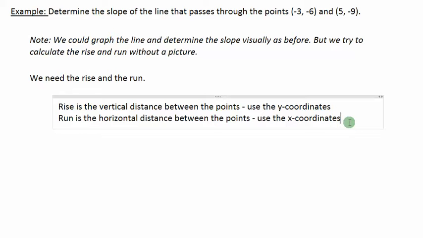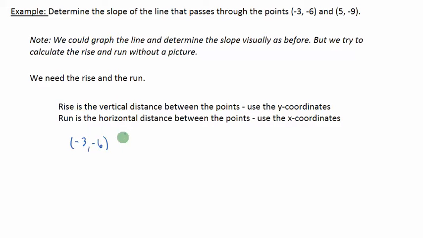So let's see what I mean by this exactly. I need to pick one of the points and travel to the other, just like I did in the picture, the graph that we looked at before. So if I start with -3, -6, and I travel to 5, -9, I need my rise and my run.